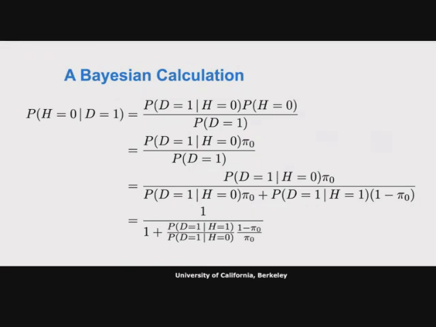The second line, all I've done is replace P of H equals 0 with a new symbol, pi 0, just so I can simplify my life, okay? The third line, I've used what's called the theorem of total probability. Probability that D equals 1 is probability that D equals 1 given H equals 0 times pi 0, that's the probability H equals 0, plus the probability that D equals 1 given H equals 1 times the probability H equals 1, which is 1 minus pi 0, okay?